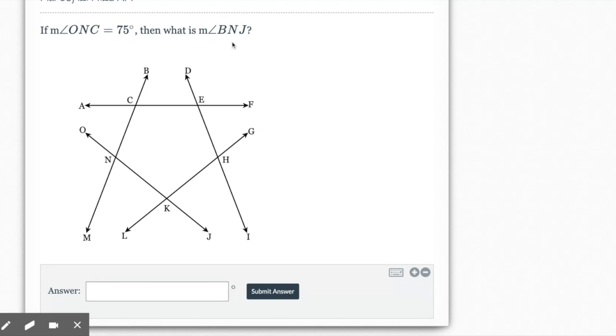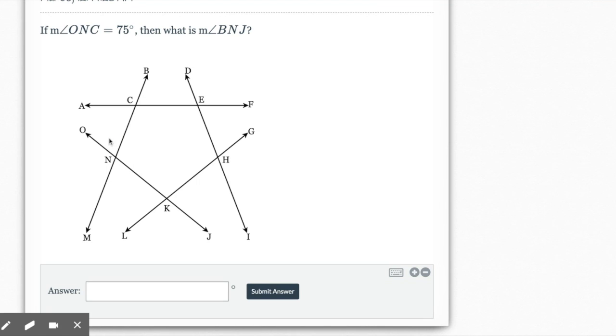And the question is then wondering, what is angle BNJ? So here's B, here's N, and here's J. So I'm going to be looking for this other angle that the red circle is now highlighting on my screen. So if I know this one is 75 and I want to know the measure of this one, you can clearly see that it's on a straight angle right here. So that means that these two angles have to be supplementary. Again, supplementary means that they add up to 180 degrees.